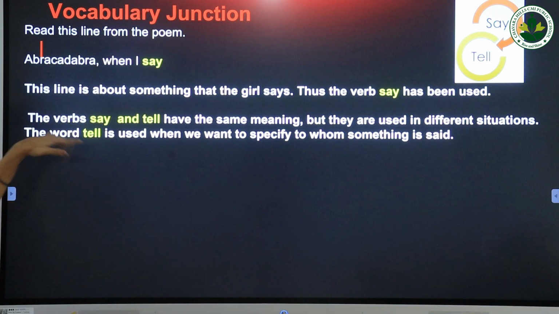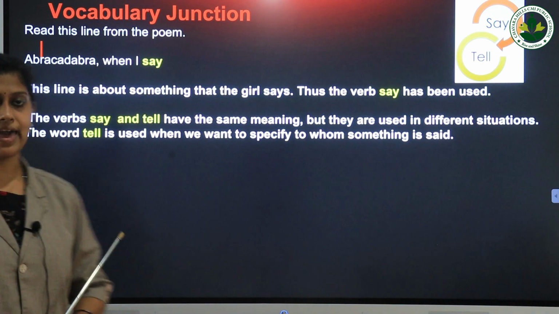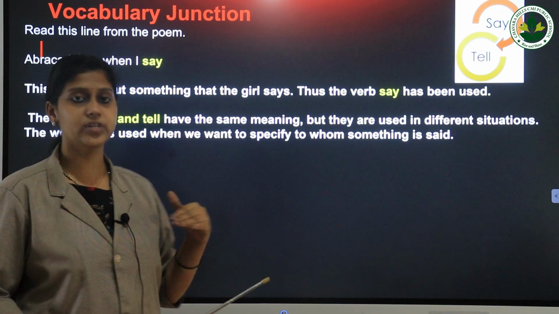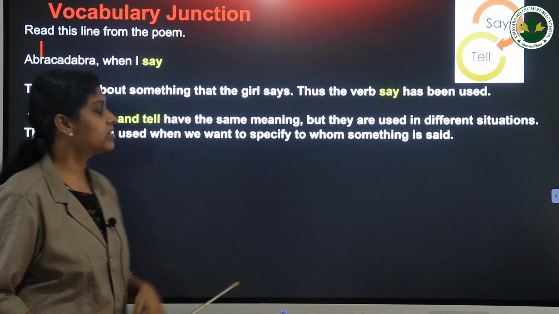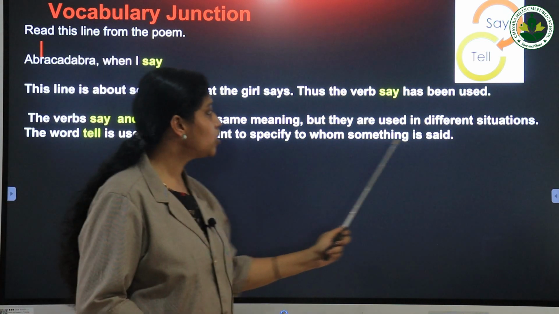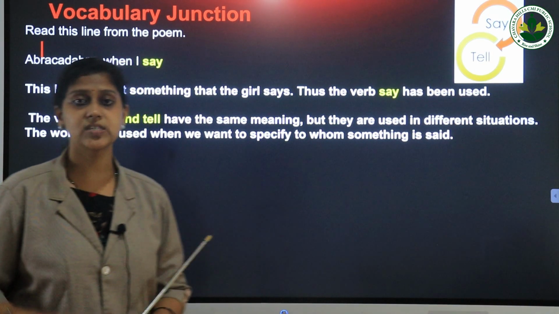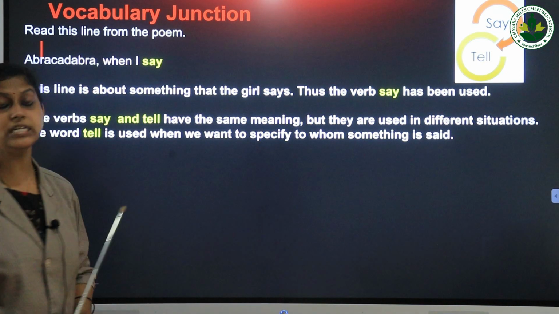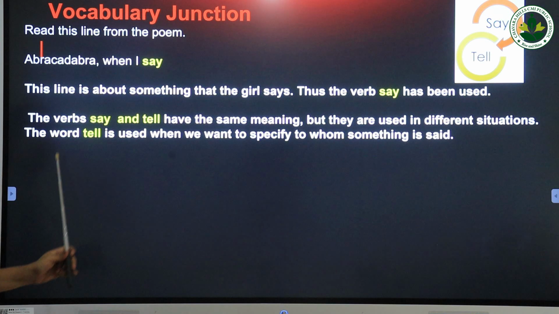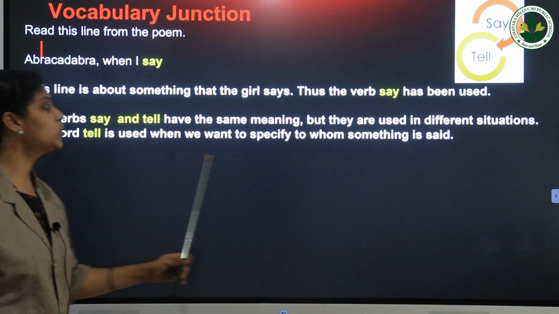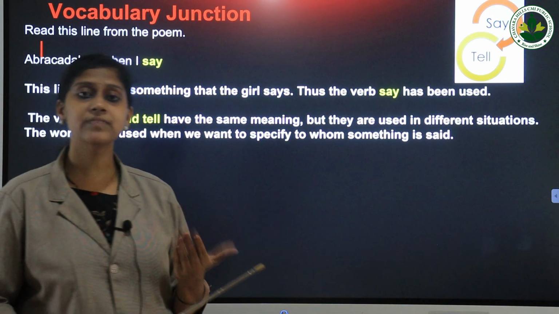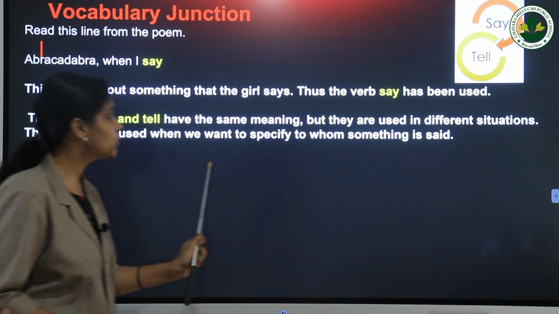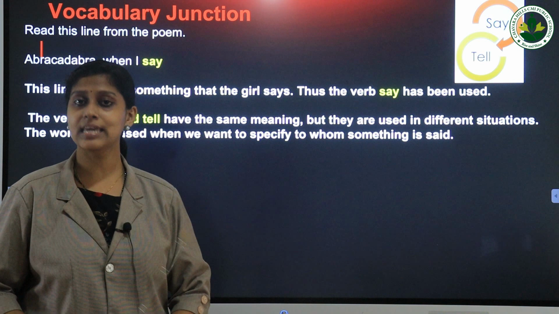These are the examples of a verb. The verbs say and tell have the same meaning, but they are used in different situations. The word tell is used when we want to specify to whom something is said.